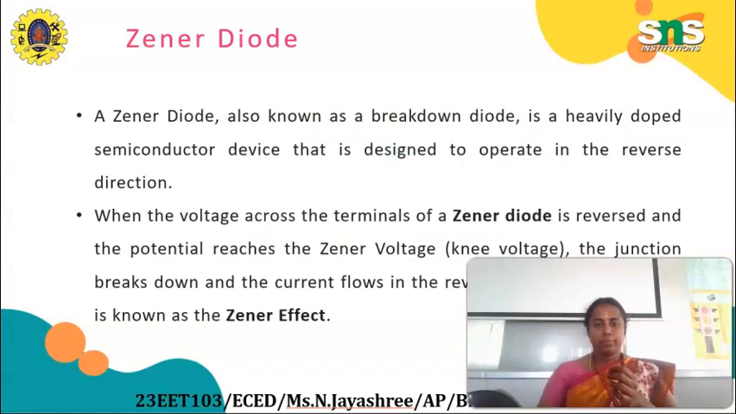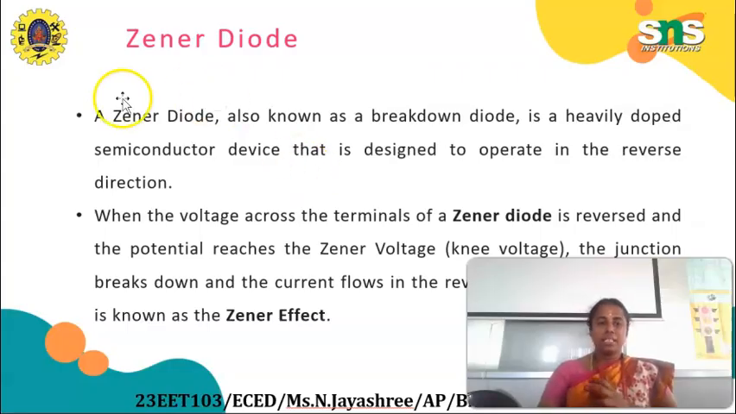So a Zener diode is also known as a breakdown diode. It is a heavily doped semiconductor device that is designed to operate in the reverse direction. When the voltage across the terminals of the Zener diode is reversed and the potential exceeds the Zener voltage, the junction breaks down and the current flows in the reverse direction. This effect is known as the Zener effect.